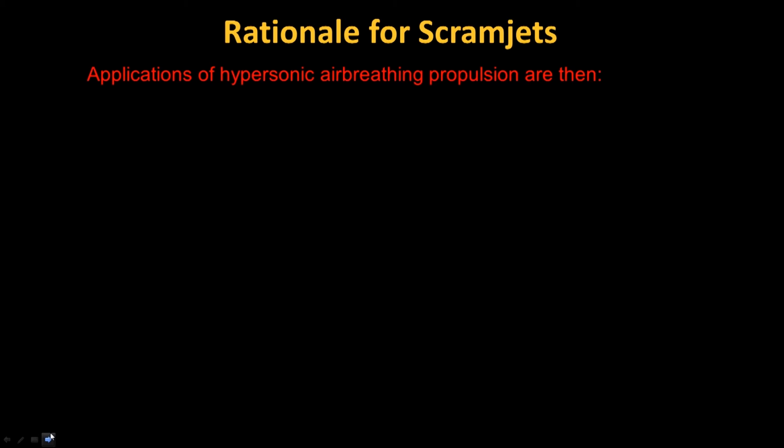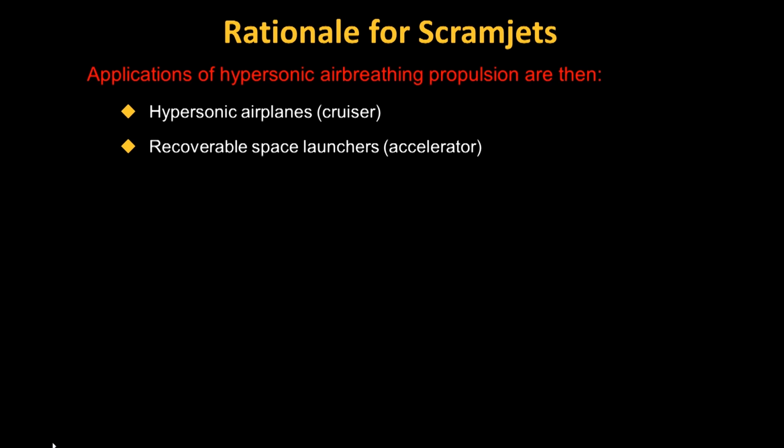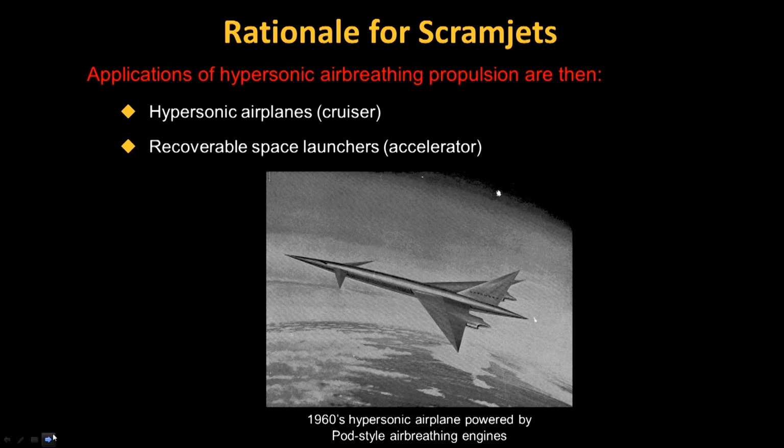Given these characteristics, the possible applications of hypersonic air-breathing propulsion are hypersonic aeroplanes or cruisers, which fly in the upper atmosphere, or recoverable or reusable space launchers that fly like a plane. Now, here is an artist's impression from the 1960s of what such a hypersonic aeroplane could look like. As you will see as we go forward, our ideas have changed a lot since that time.